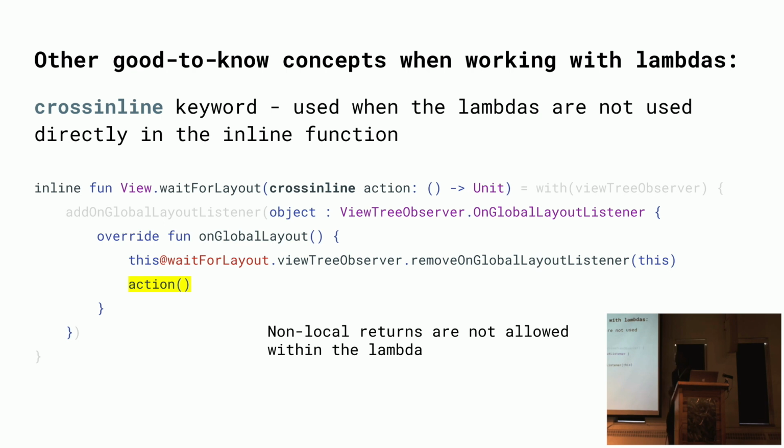We cannot return from here because if we try to return in the body of the lambda, it's unclear. Are we returning from the lambda? Are we returning from the on-global layout? Are we returning from the function? It's really unclear. So the Kotlin compiler does not allow you to do this. And before you can even put a lambda in a different context than the body of the function, you have to use the crossinline keyword. And that's why we have that keyword there.